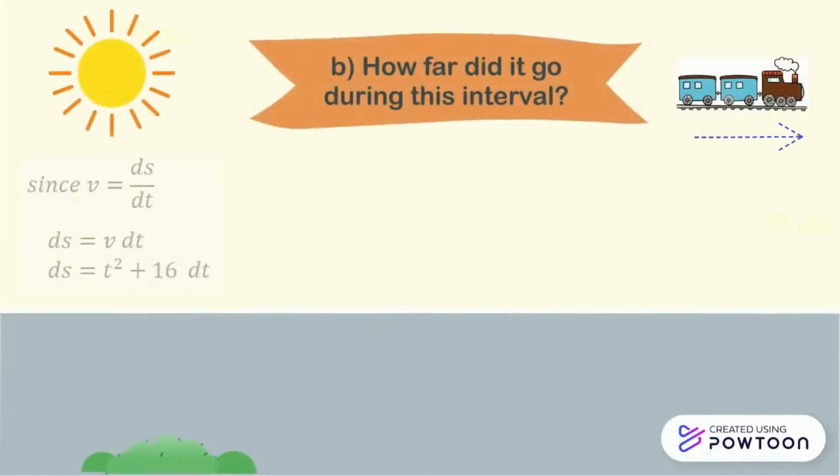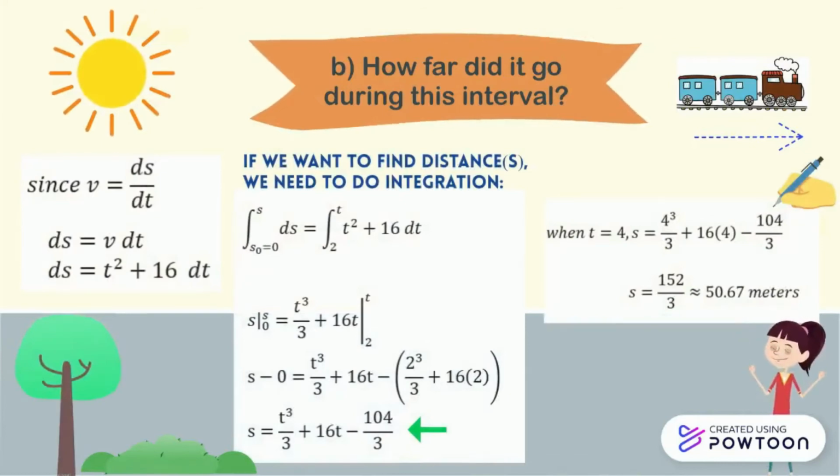Next, how far did it go during this interval? How far means the question wants us to find the distance. As we know, velocity is the first derivative of position with respect to time. So we let v = ds/dt. From the last question, we got v = t squared plus 16. Then we rearrange, letting ds = (t squared plus 16) dt. If we want to find the distance, we need to do integration. So we integrate both sides and substitute the limits.